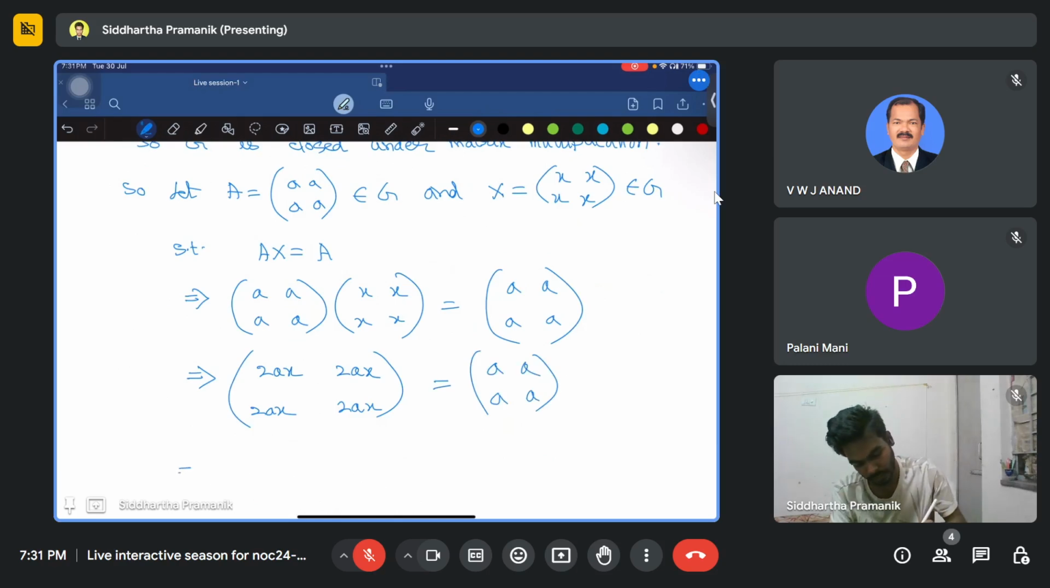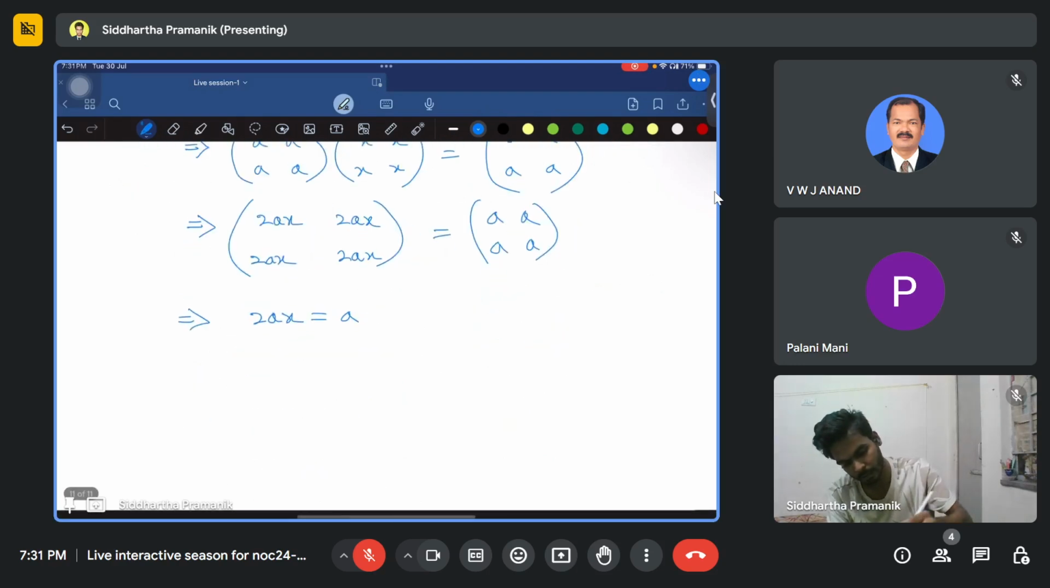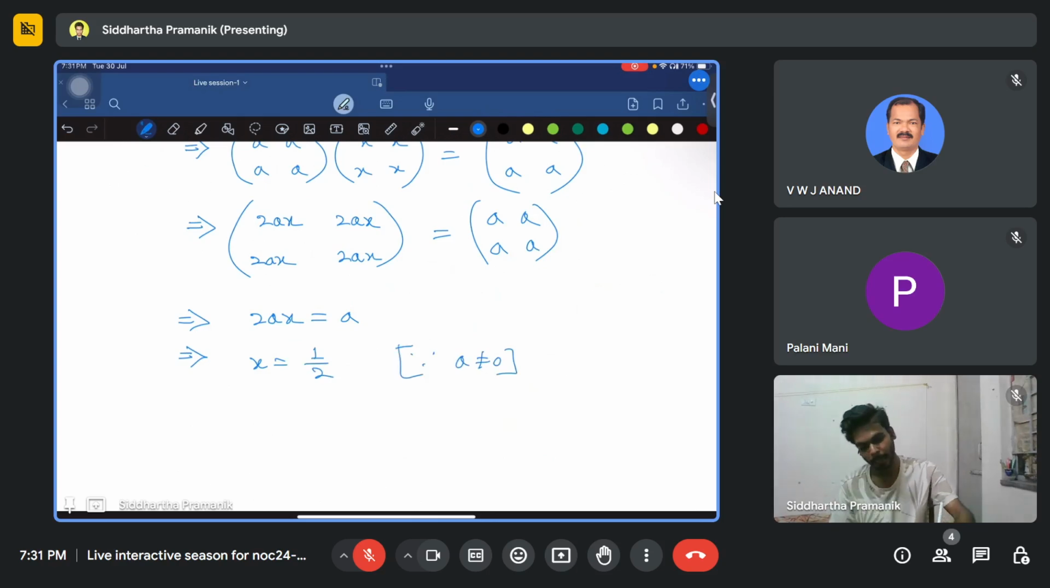Now just compare coordinate-wise, meaning entry-wise. That will give you 2ax equals a, and given that the element a is non-zero, that implies x equals 1 by 2 since a is non-zero. So our X is 1 by 2 in all four entries, and clearly this element belongs to G, right?